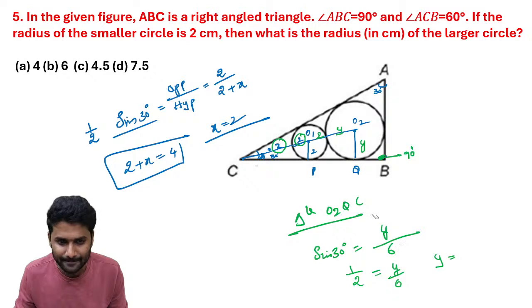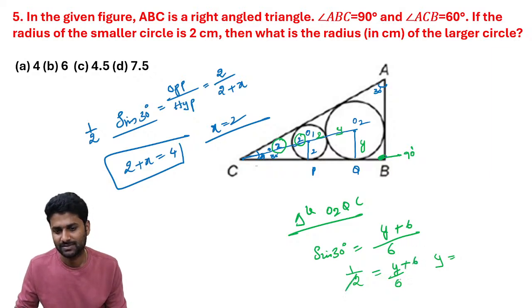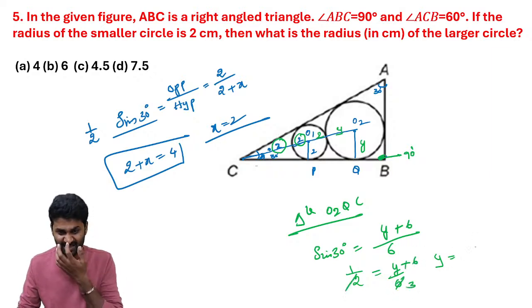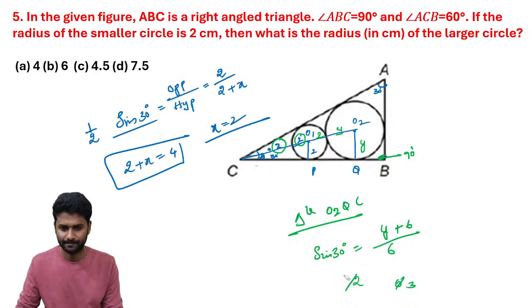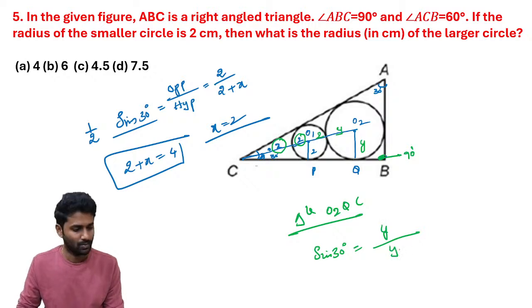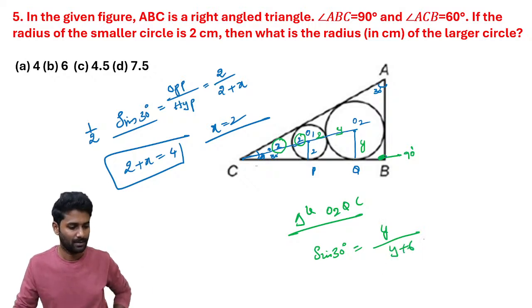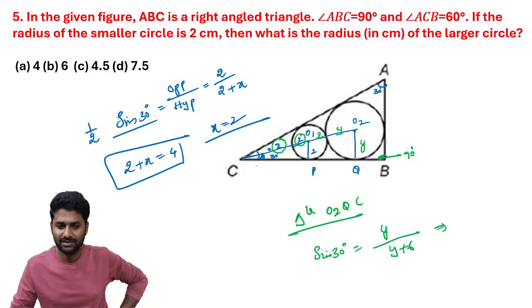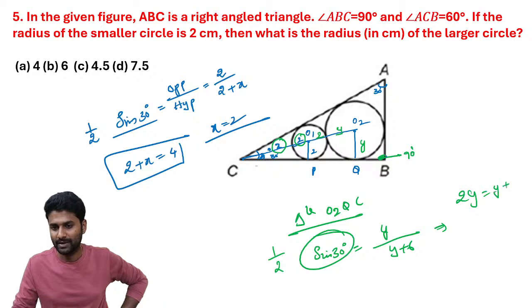4, 6, right? y plus 6. y plus 6. So this is 3 units, right? Then so sin 30 is equal to y divided by y plus 6. Now let's go for another calculation here. This is all about 1 by 2. If 2y is equal to y plus 6, then y is equal to 6.